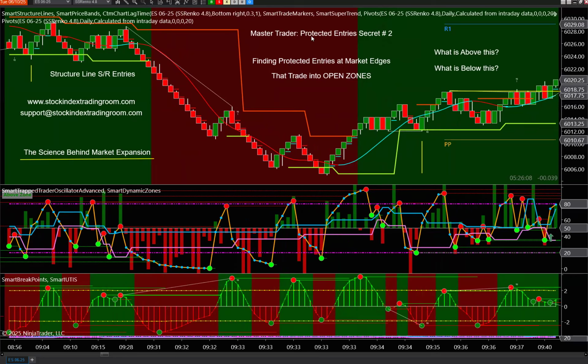What is a protected entry? Protected entries are exactly this. What is below this yellow line? A lot of data, a lot of orders that would need to be cleared in order for the market to move through that.